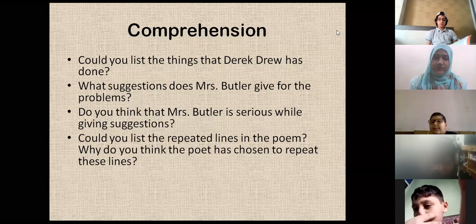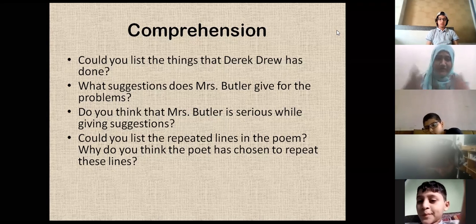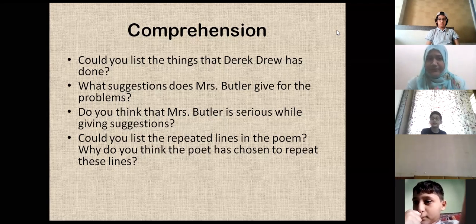Ma'am, things are not said clearly in a poem. You have to make the meaning out. Very good. Things are not laid down in a simple language in the poetry. You have to understand the meaning. You have to think about it. Ma'am, poetries are rhyming.